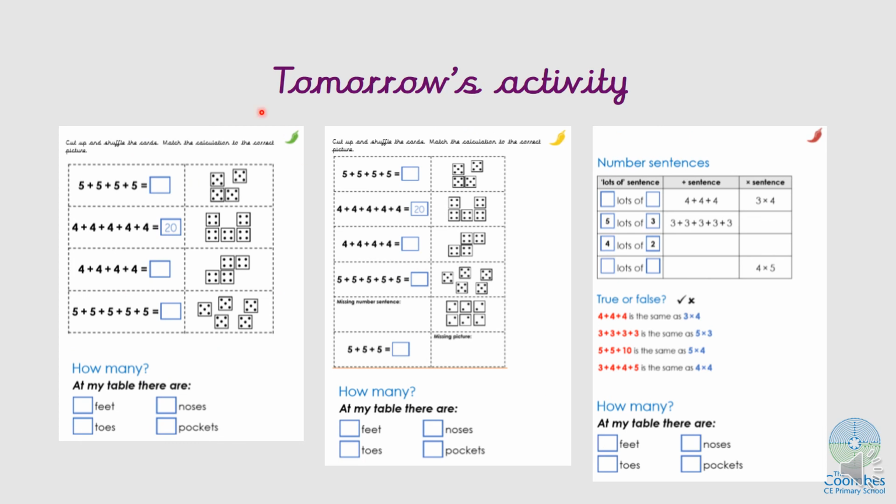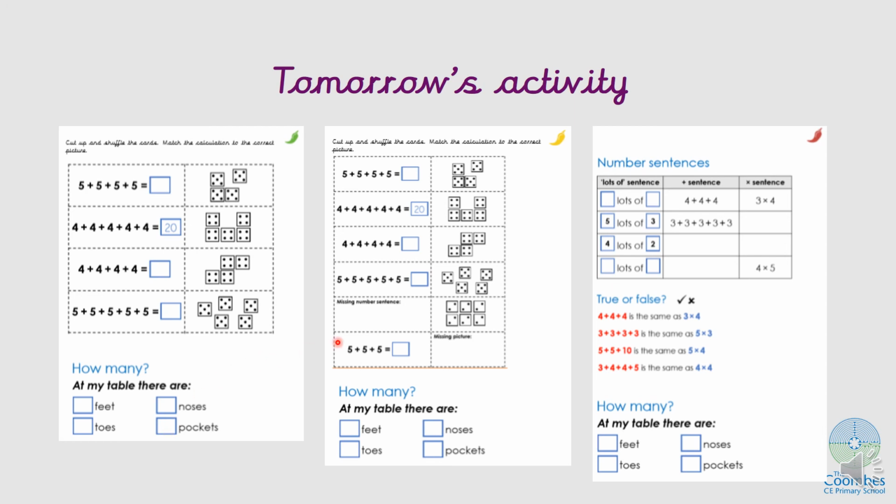So tomorrow I would like you to have a go at completing some activities. The first activity is to cut up and shuffle the cards, match the calculation to the correct picture. So you need to cut round the calculation, answer it and match it to the correct dice pictures. And then I'd like you to just see how many people are at your table, how many feet there are, noses there are, toes there are, or pockets.